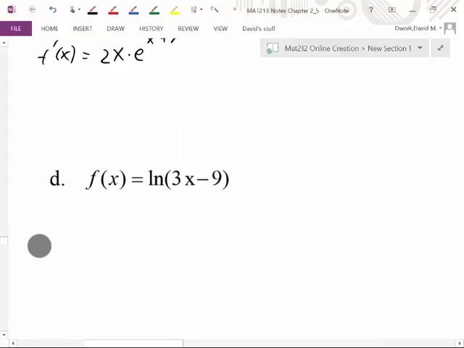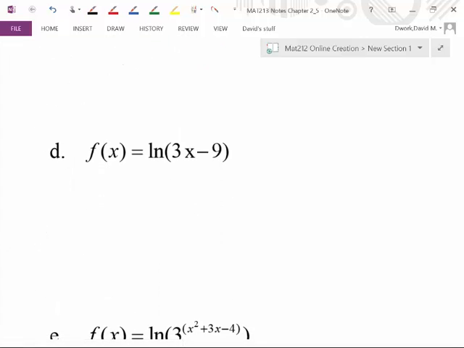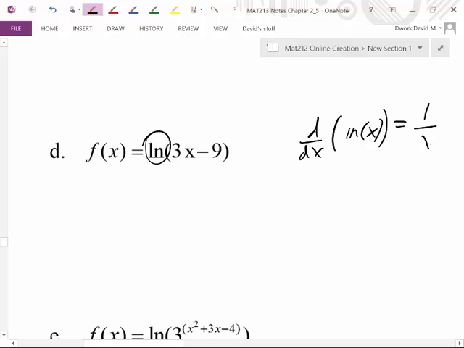All right, let's try another one. All right, inside, outside, look for it, look for it. Okay, take a pause if you think you see it. Okay, here we go. We have to remember, what is the derivative of natural logs? All right, well, for natural logs, the derivative of a natural log was 1 over x.